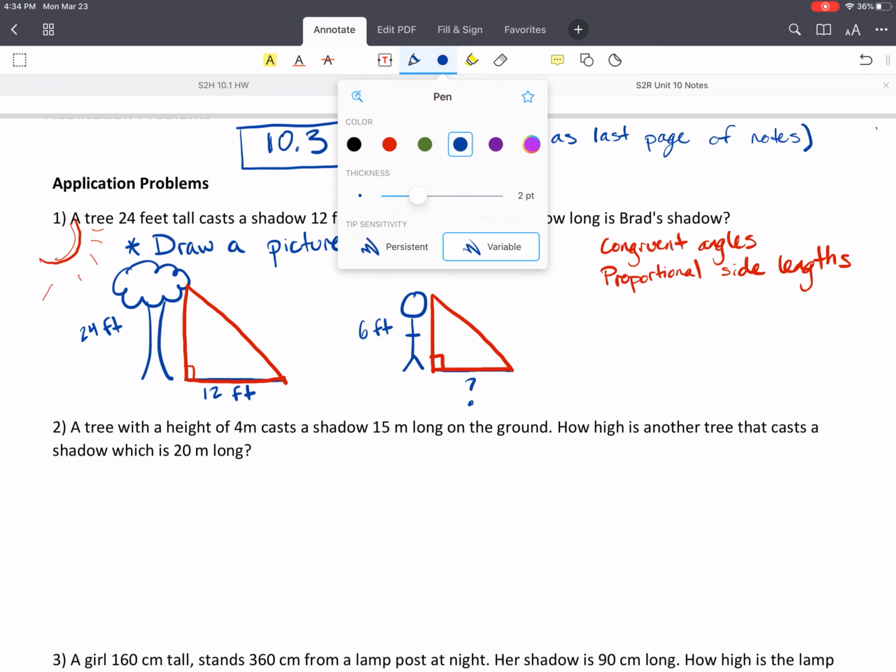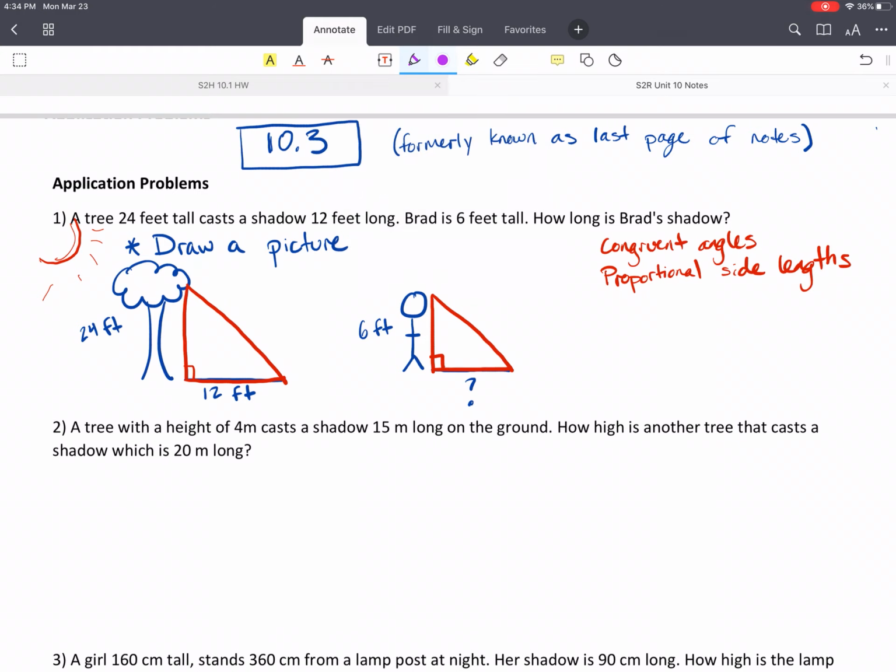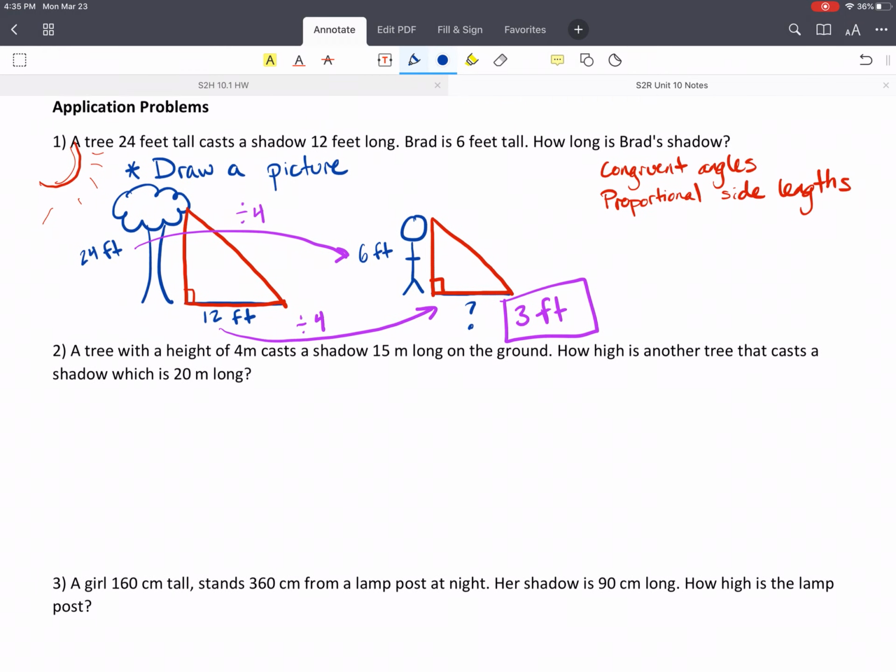Well, here's the first thing I see. To get from 24 to 6, what do we do? We divide by 4. So to get from 12 to our question mark, we're going to divide by 4. That means that we get a 3-foot shadow. And that's all it takes. Let's look at another example.